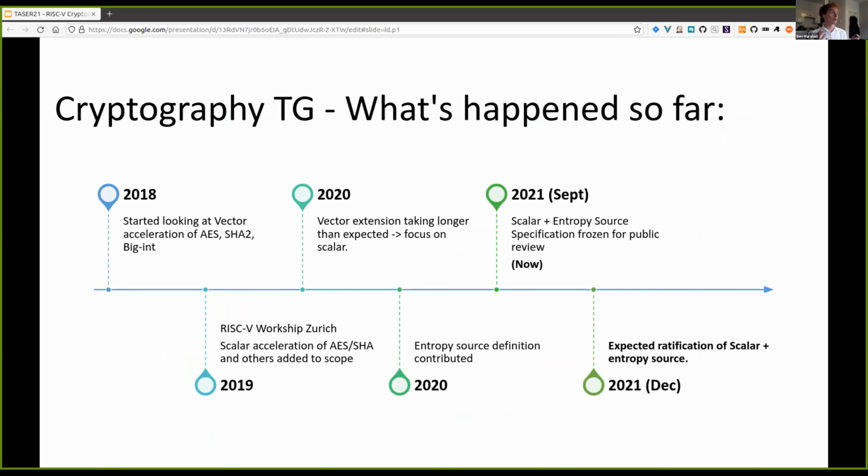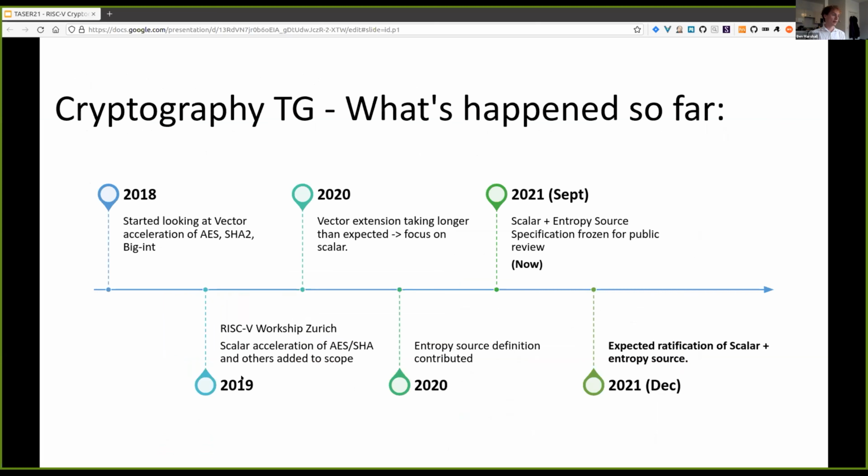So in terms of what the cryptography task group has been up to, way back in 2018 it was founded with the brief to create large AES-NI class instructions that would reuse the currently still work in progress RISC-V vector extension to do extremely high performance implementations of things like AES, SHA, and big integer arithmetic. And the cryptography world has changed since then in various ways, as has the RISC-V world.